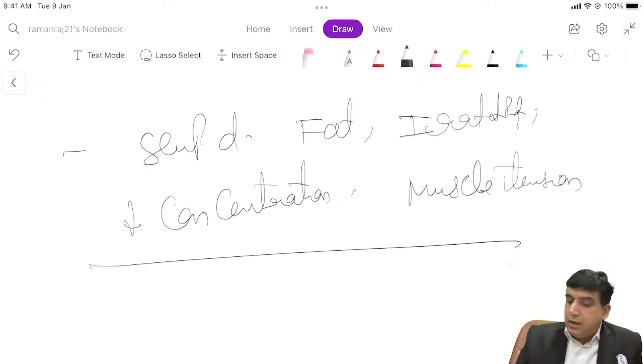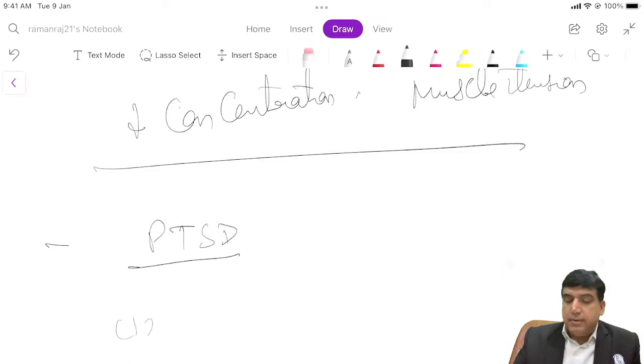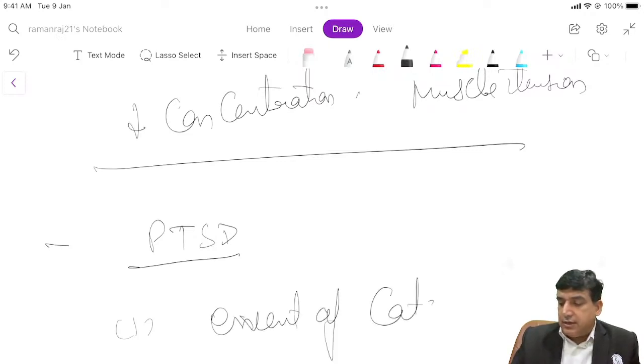Okay, PTSD, post traumatic stress disorder. The first criterion of post traumatic stress disorder is that the person will have any event of catastrophic nature.